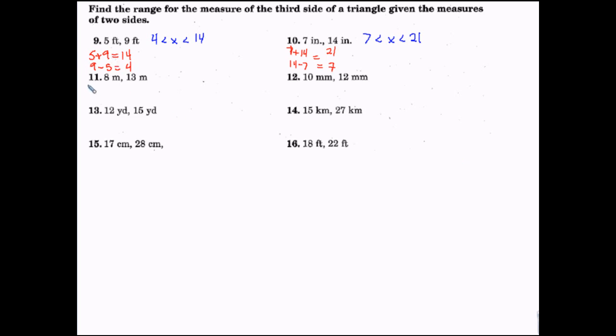One more. 13 plus 8, 13 minus 8. Plus 8 gives me 21, minus 8 gives me 5. So it'll be 5 less than x less than 21. Not too bad.